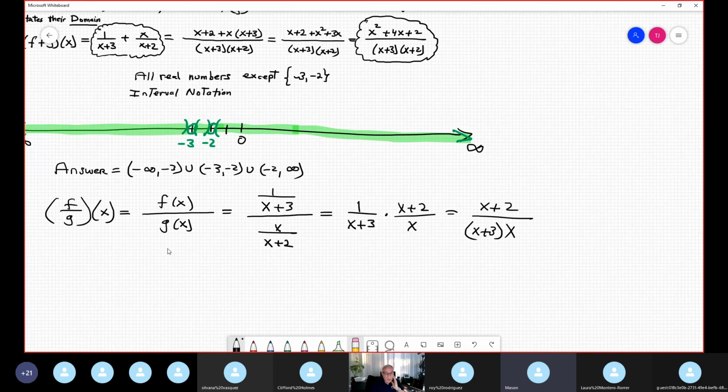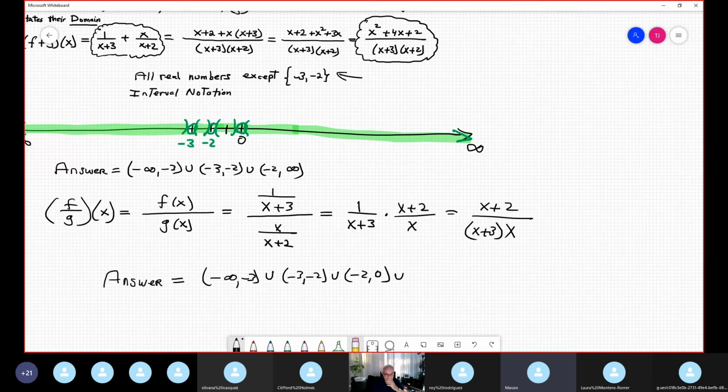So now what is the domain? Well, the domain is similar to this, except that we introduce one new bad guy, which is 0. So 0 also gets a parenthesis. 0 is also a hole, because if you plug in 0 here, it is division by 0 again. We have one other hole here. So the answer in the division is from negative infinity, comma negative 3, union, from negative 3, comma negative 2, union, from negative 2, comma 0, parenthesis, union, 0, comma infinity.